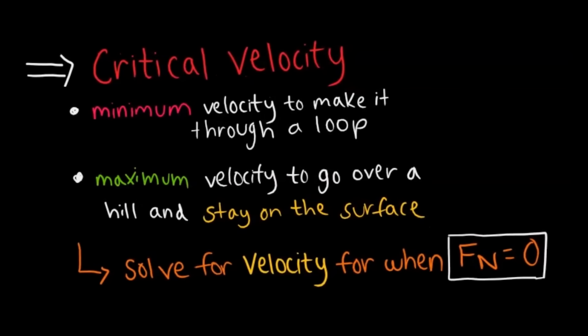So there is this thing called critical velocity. So critical velocity is basically the minimum or maximum velocity you need to either make it through a loop or to go over a hill or stay on a surface. Essentially, this is where you're going to be setting the normal force to 0, and then solving for velocity there. So usually it's going to involve some sort of contact, like a car on a hill or a car on a surface or something. So that's just something to know about critical velocity.